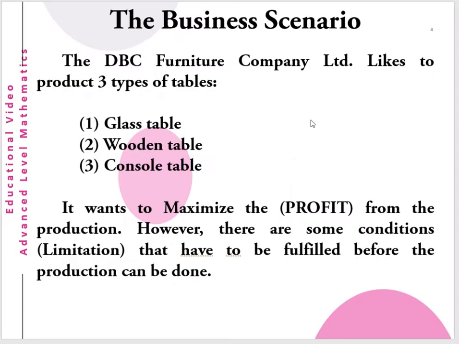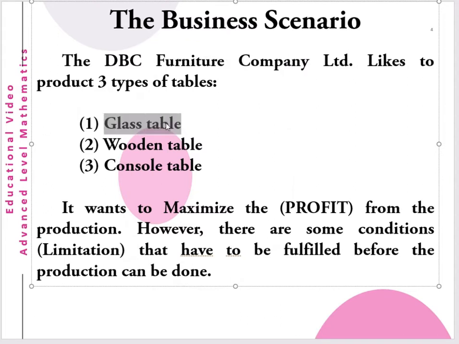Okay, let's start the tutorial by going into the detail of the question. In this business scenario, the DBC Furniture Company Limited likes to produce three types of tables: glass table, wooden table, and console table. It wants to maximize the profit from the production line. However, there are some conditions, or we call them limitations, that have to be fulfilled before the production can be done.